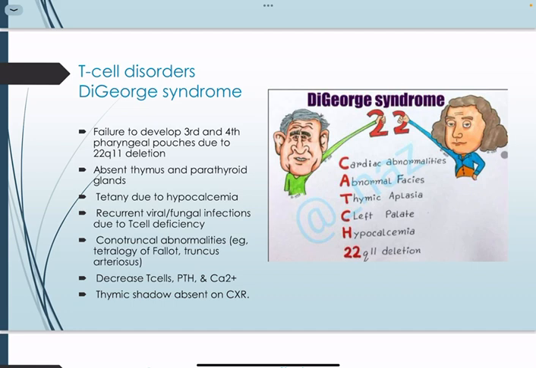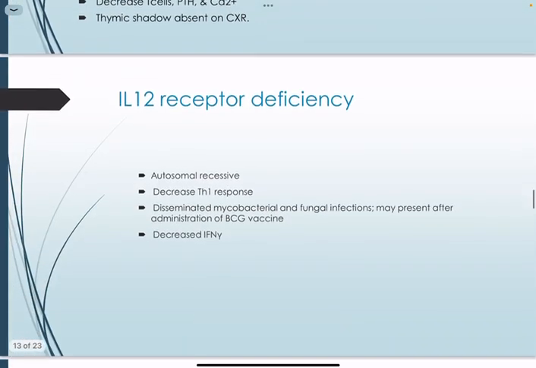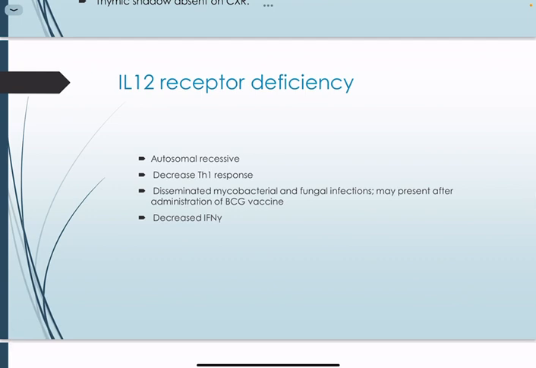Okay, the next one is IL-12 receptor deficiency. For me, this is one of the most fascinating inflammatory mediators in our immune pathways. Interleukin 12 is very important. Its interaction with T cells, basically T helper 1 cells, is very crucial to produce interferon gamma. Interferon gamma is needed to fight off and suppress mycobacterial infections, mainly mycobacterial and fungal infections.